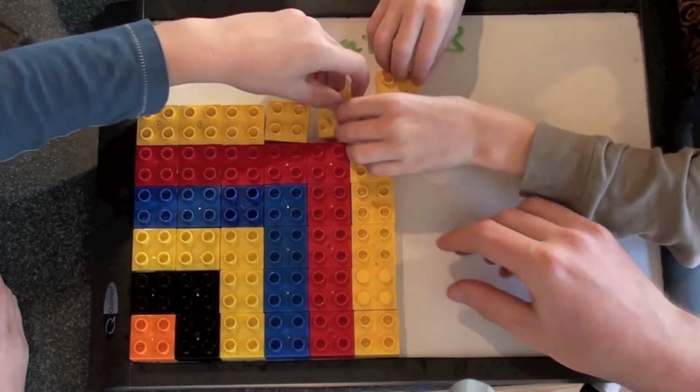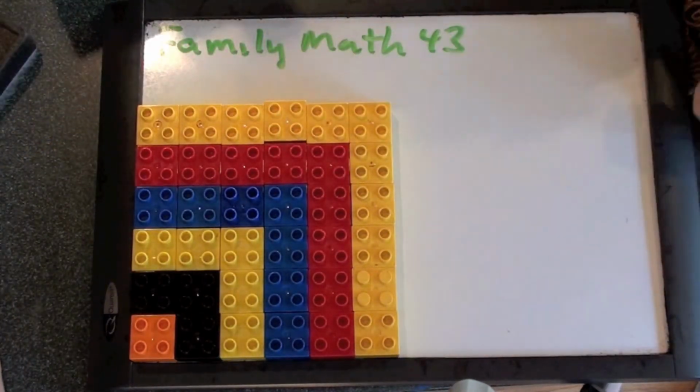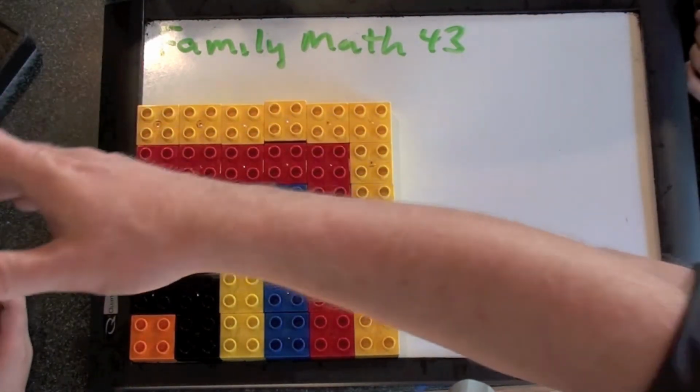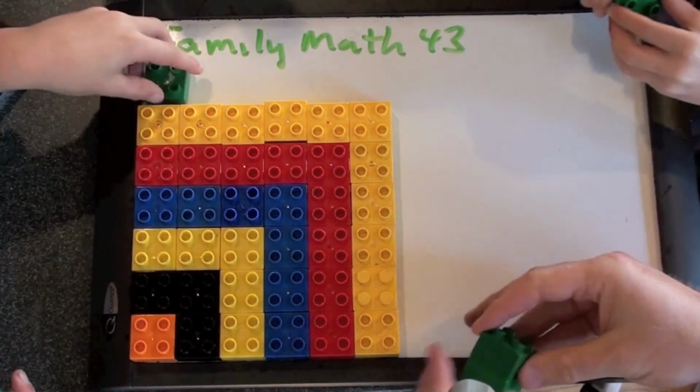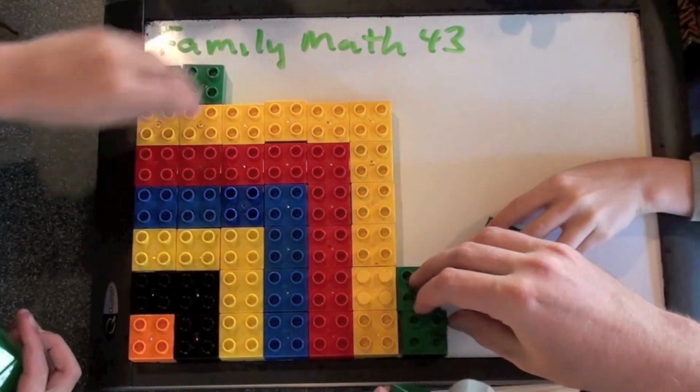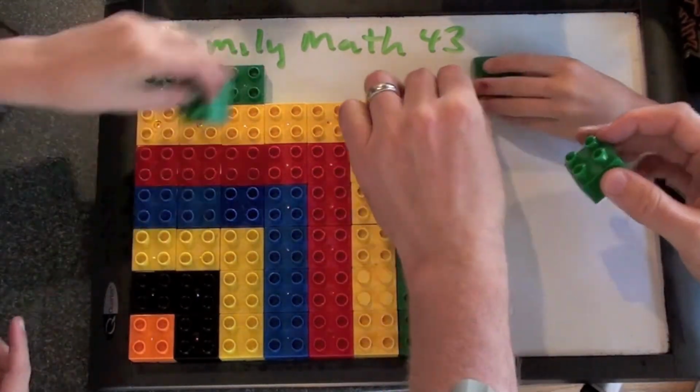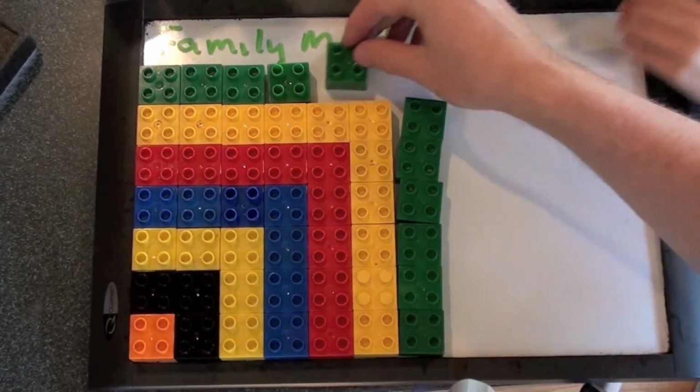Does that work? Does that make another square? Yep. All right, let's keep going. What should we add next? A 13. Okay, here we go. Look at this amazing pattern. It makes a really cool picture.